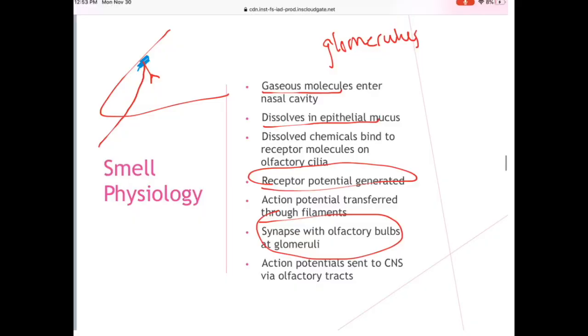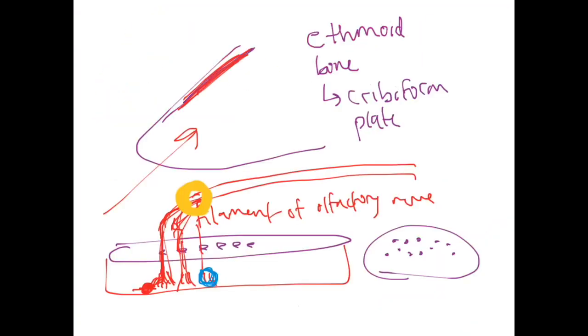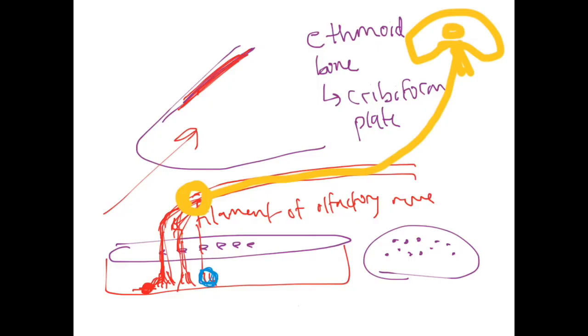And then these action potentials are going to be sent to the CNS via the olfactory tracts, the olfactory nerve. So that would come up here and then go up to our brain. And if it goes up to our brain, we're going to perceive it. It'll go to the thalamus and then project to our olfactory cortex. So again, let's do it one more time.